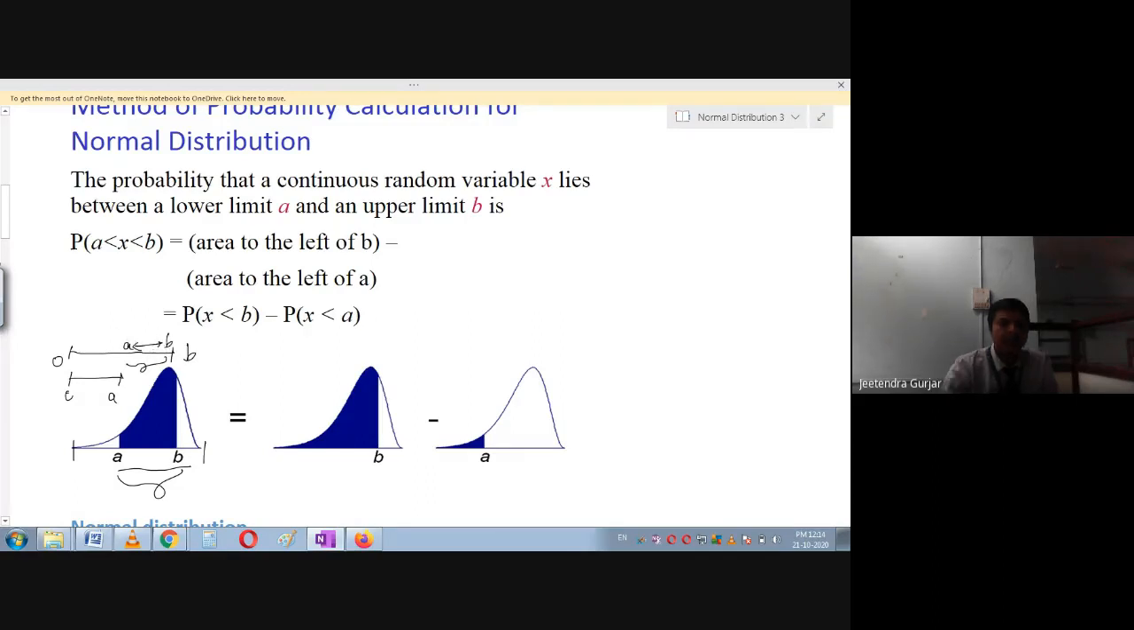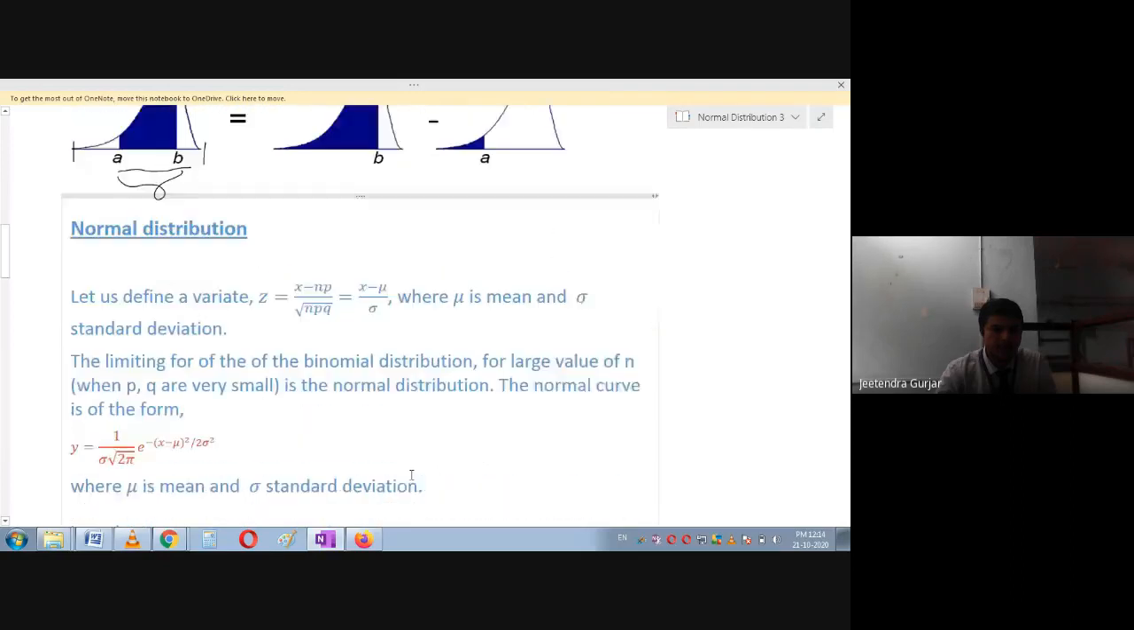This is very, very important in normal distribution. That is what this graph will tell you. I want to calculate the area from a to b, which is equal to the area from 0 to b minus the area from 0 to a, and what remains is only the area between a and b.